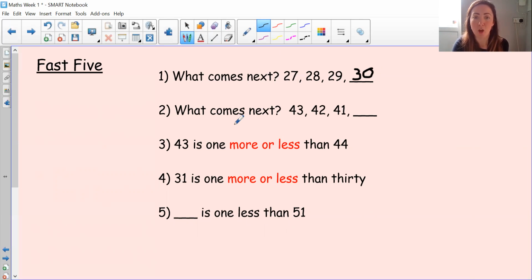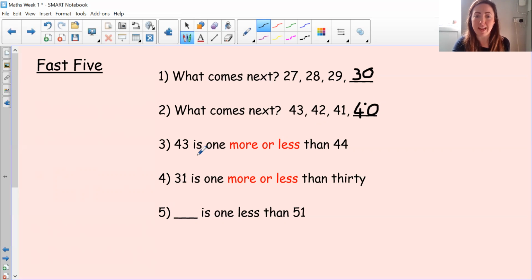And then number 2, what comes next? 43, 42, 41. What's happening to the numbers this time? They're getting smaller, so we must be counting backwards. 43, 42, 41, 40.